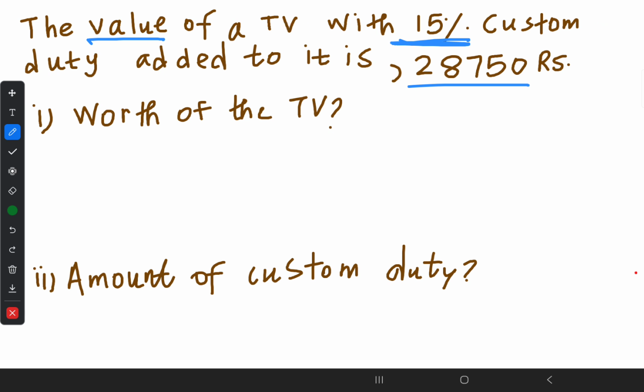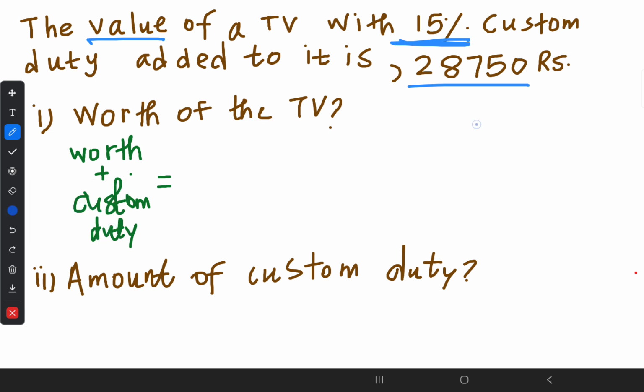So now let's study the next method. In grade 9 you also studied the selling price method. The selling price is the original worth of the TV plus custom duty. Both together are 28,750 rupees. So we need to find its percentage value.